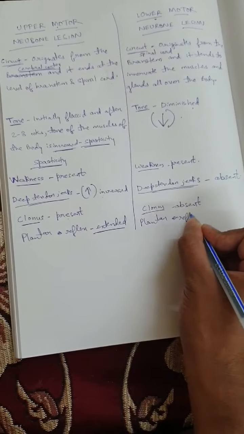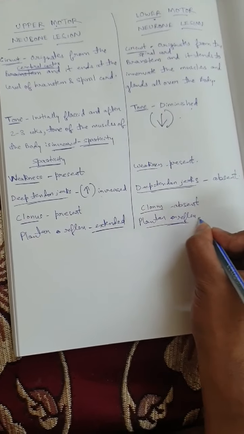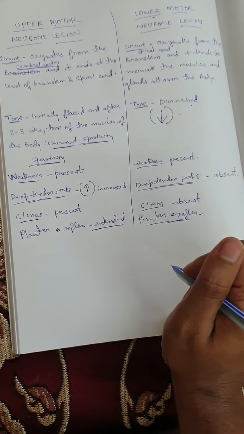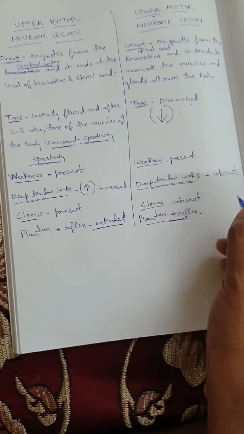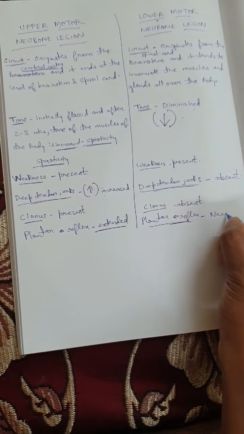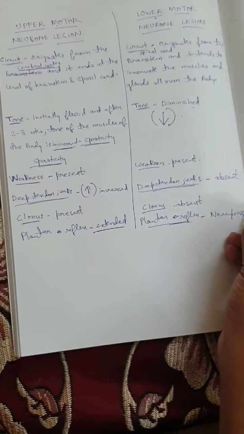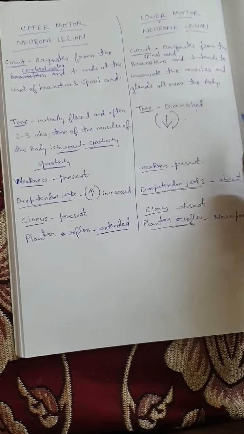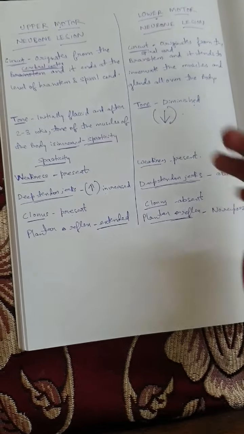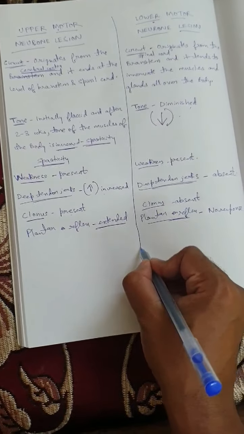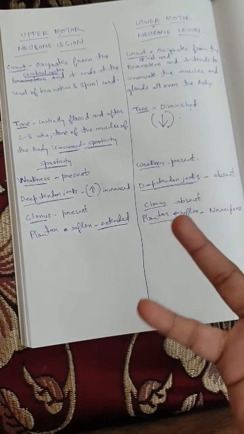Plantar reflex is extended, and in this case the plantar reflex, what? Any guesses, Dr. Samiksha? It's no response. It's very easy to remember. In lower motor, everything's diminished, everything is absent, no response. And in upper motor, everything is exaggerated or everything is hyper.